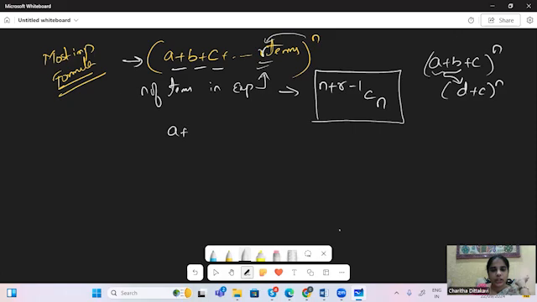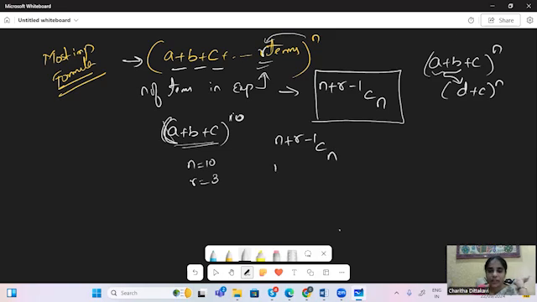Suppose I give you a plus b plus c whole to the power 10. I have given you 3 terms to the power 10. How many terms do you have in this expansion is my question. Here we have n equal to 10, and what is r? 1, 2, 3, so r is 3. What is the formula? n plus r minus 1 C n. So that is 10 plus 3 minus 1 C 10. How much is it? 10 plus 3 is 13, minus 1, 12 C 10.